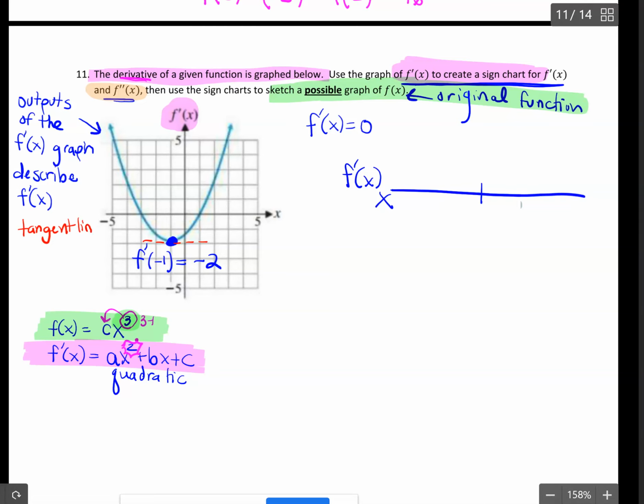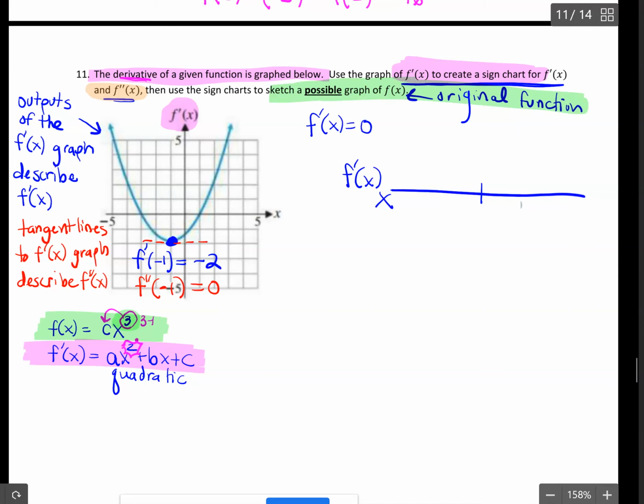Probably don't even know what to ask yet, but that's okay. So let's keep reading this. So where would the first derivative be 0? So look at the outputs of the graph. Anywhere on this x-axis, this is my x-axis, right? Anywhere on that x-axis where the output is 0.